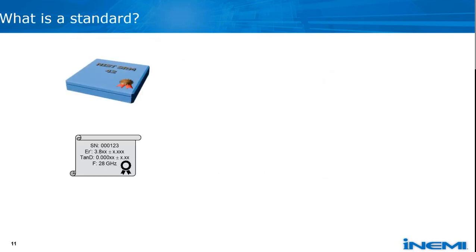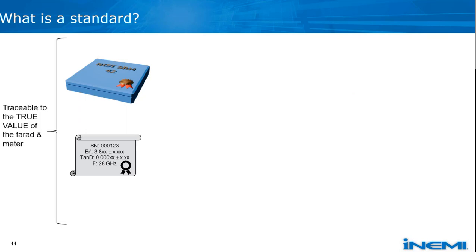So for permittivity, we would have some sort of a material that's an SRM. It would come with a serial number and a specified value for dielectric constant with a tolerance and loss tangent, again, with an uncertainty at a specific frequency or a set of frequencies. And like the length standard, this particular material would be traceable, again, back to the fundamental definitions of the SI units, in this case, the farad and the meter.